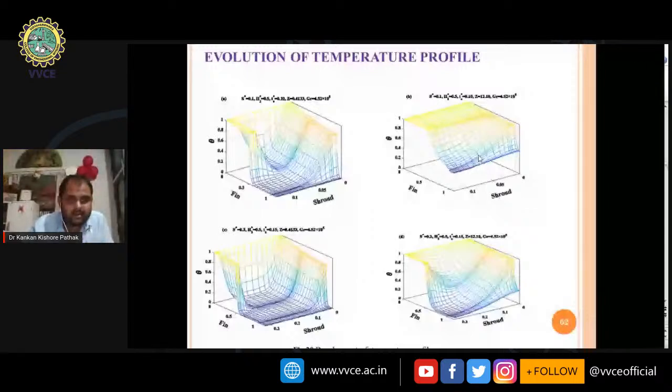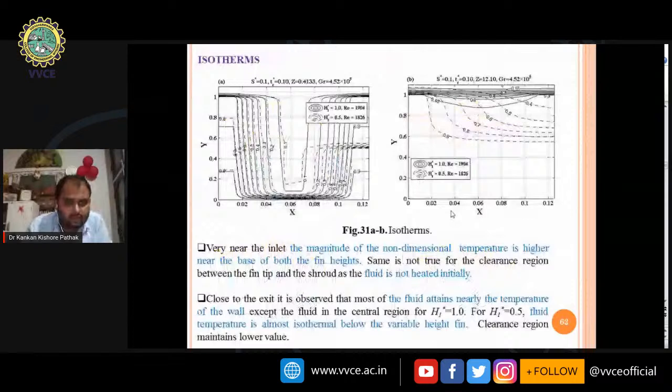This is the design along, it is actually gradually decreasing from here, from the base, and you can see at the exit it is opting and getting the base. Here it is almost the base temperature, but it is heated up to 0.2 in case of the exit. It is for 0.1. Now isotherms very near the inlet, so the non-dimensional temperature is higher at the base, for both fin heights, for clearance region, and close to the exit. So we can see the temperature wall set the fluid in certain regions.